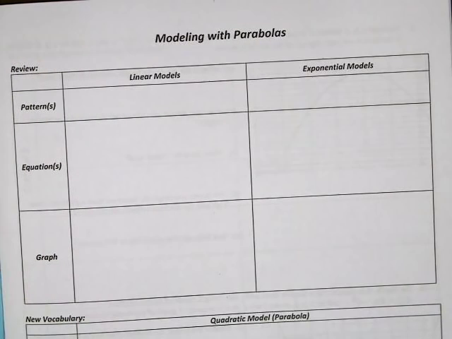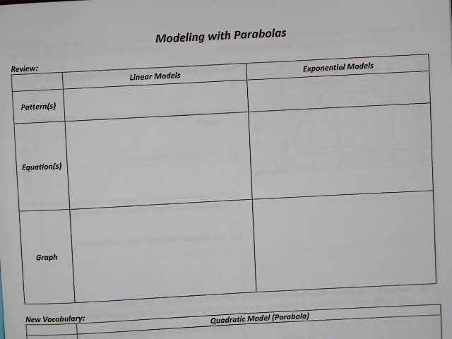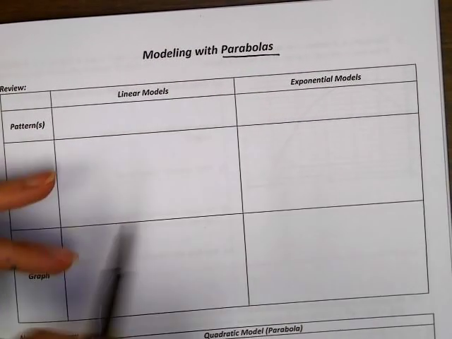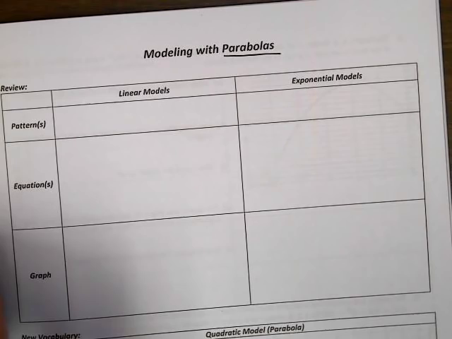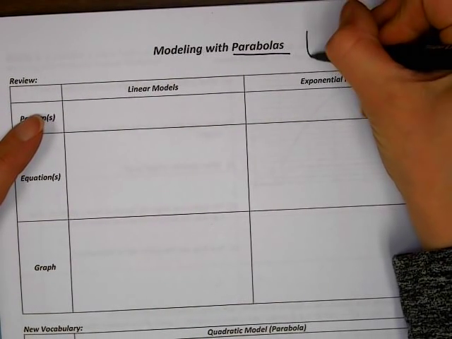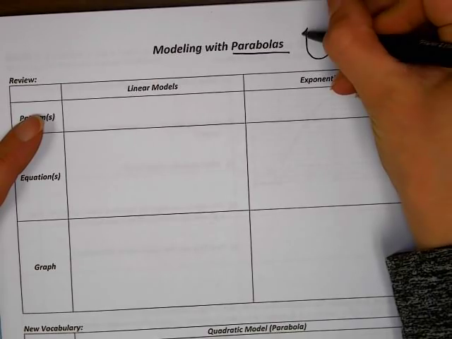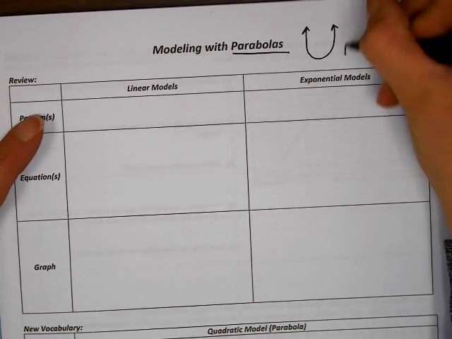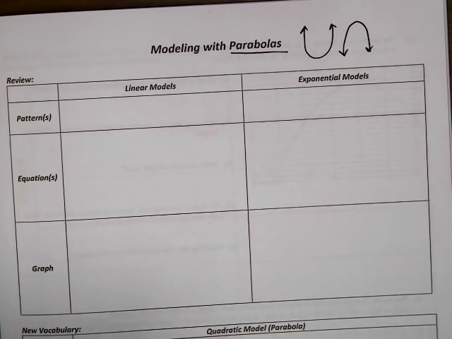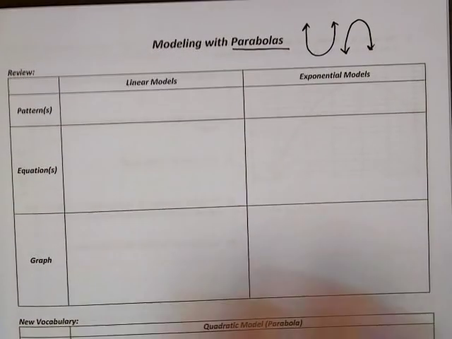Modeling with parabolas. I don't know if you've ever heard this word before, but a parabola is the shape of a graph, a U-shaped graph. It's going to have the shape of a curve, like a U. The parabola could be opening up or it could be opening down. So this is what we're going to be studying this chapter, parabolas, U-shaped graphs. Let's just show the difference here.